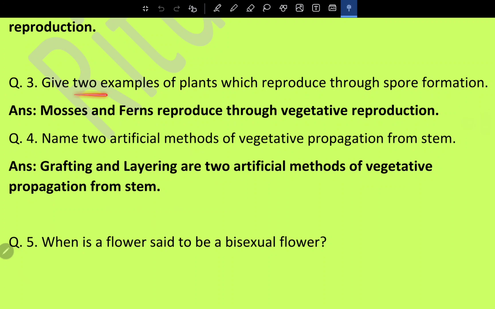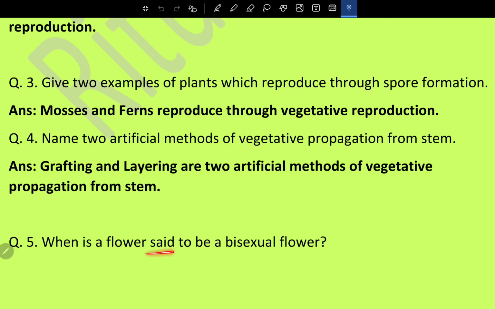Question number 3. Give two examples of plants which reproduce through spore formation. Mosses and ferns reproduce through spore formation. Question number 4. Name two artificial methods of vegetative propagation from stem. Grafting and layering are two artificial methods of vegetative propagation from stem.